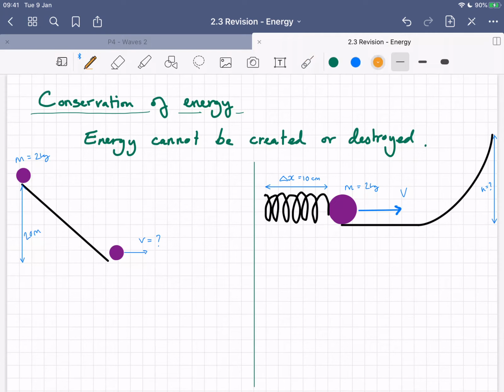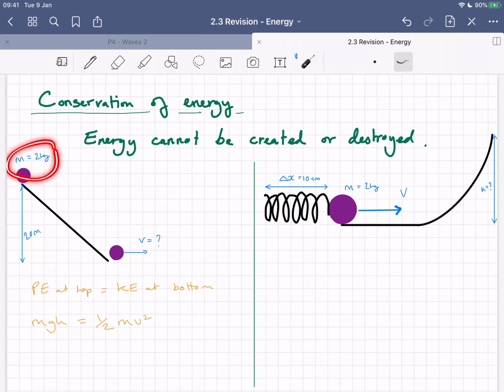So the reason this happens is because the potential energy at the top equals the kinetic energy at the bottom. So we could put in mgh equals half mv squared. Now you could obviously just work out the potential energy up here and then say that equals kinetic energy, or do it in one go, because we can see that certain things cancel out. So the mass, for example, cancels out. And we end up with v equals the square root of 2gh, and you would just pop that in your calculator.